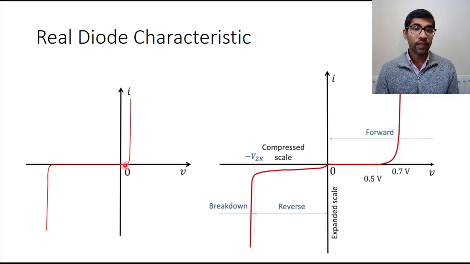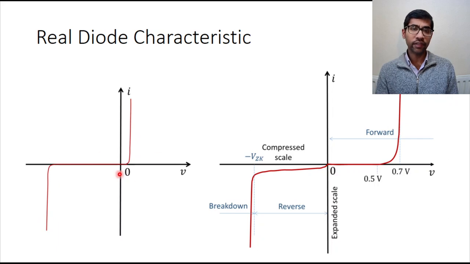Okay, in the reverse bias, we have almost zero current, but this zero current does not persist forever and ever. So at some point, when the reverse voltage across the diode increases beyond a certain limit, the diode actually breaks down. Okay, and the current then starts to increase, and this current is called the breakdown current.